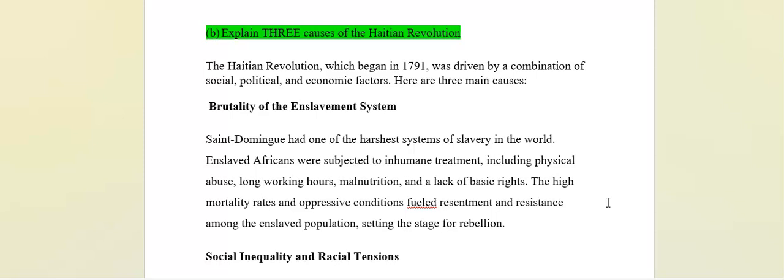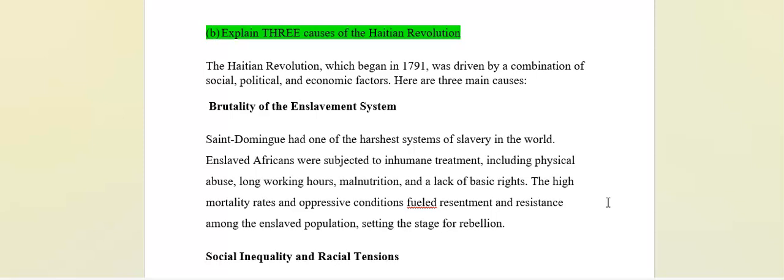Now, the first cause of the Haitian Revolution was the brutality of the enslavement system. What do I mean by this? Saint Domingue had one of the harshest systems of slavery in the world. Enslaved Africans were subjected to inhumane treatment. This included physical abuse, malnutrition, working long hours, and a lack of basic rights. Hence, there were high mortality rates and oppressive conditions, which at the time fueled resentment and resistance among the enslaved population, setting the stage for rebellion.